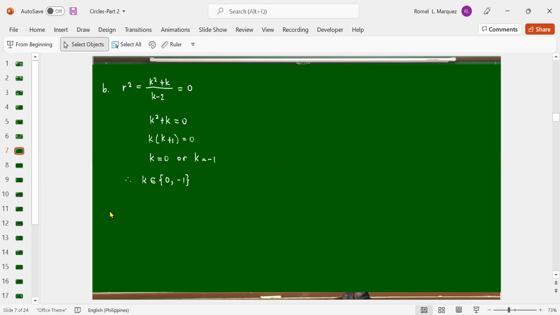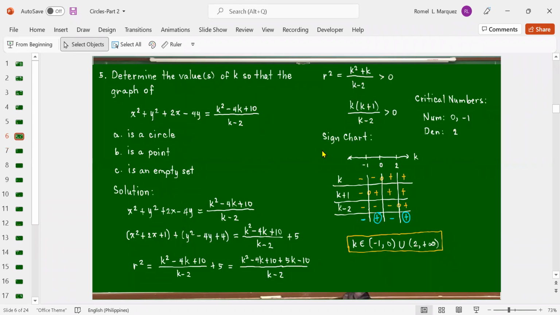Okay? What about letter C? For letter C, r squared, which is equal to k squared plus k all over k minus 2, this is the simplified form of the r squared. The equation represents an empty set if this is less than 0. Now, for this to be less than 0, all we have to do is to consider the solution in letter A. Okay? So let's get this sign chart.